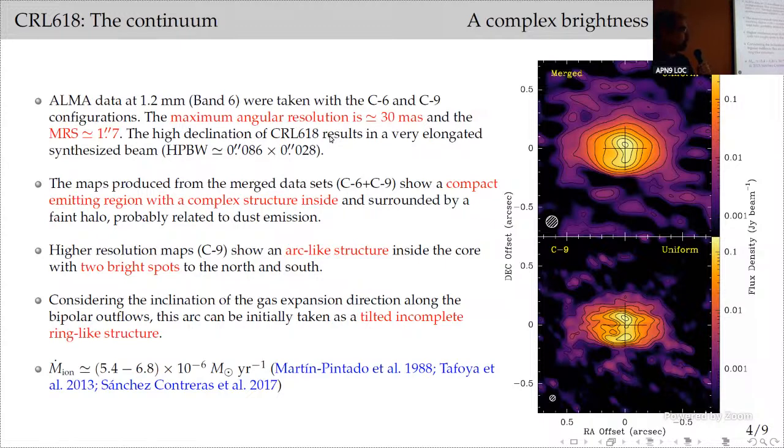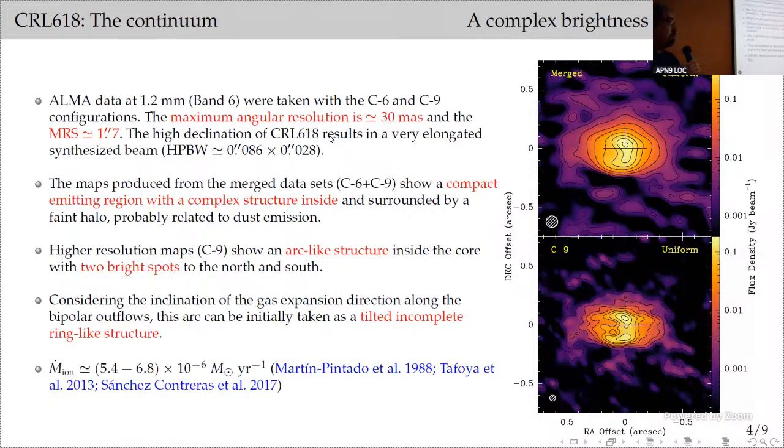However, if you look at these maps, you can see the continuum emission at different angular resolutions. The brightness distribution is more or less elongated along the east-west direction, with a complex structure in the center that could be described as an incomplete ring-like structure. This structure has two bright spots, one to the north and one to the south, that dominate the emission. With these maps, we can estimate the mass loss rate to be 6 times 10 to the minus 6 solar masses per year, which is in good agreement with previous estimates.